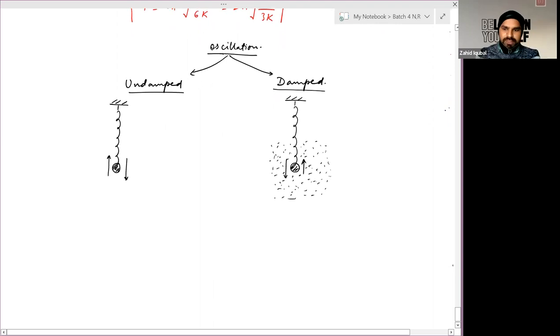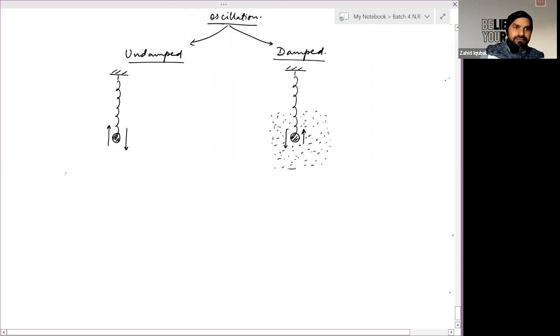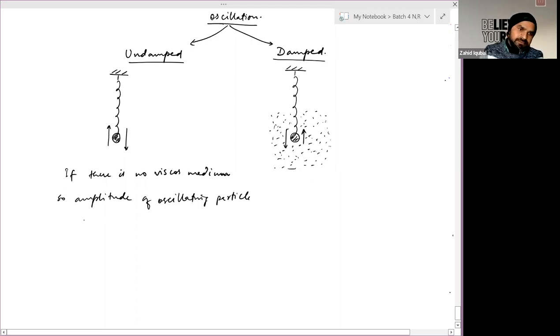So let me define the various forces acting on this particular part. In the first part, if there is no viscous medium or viscous force, the amplitude of oscillation will be constant. That is called undamped oscillation.